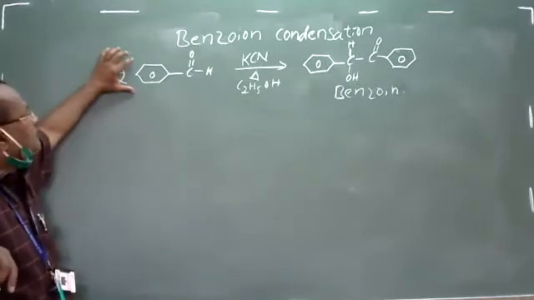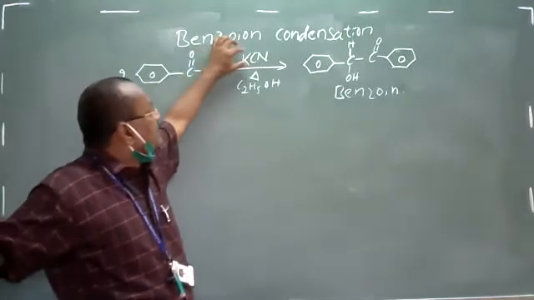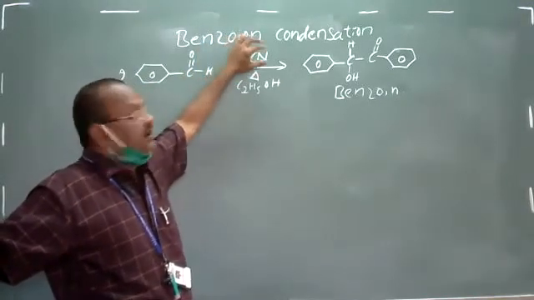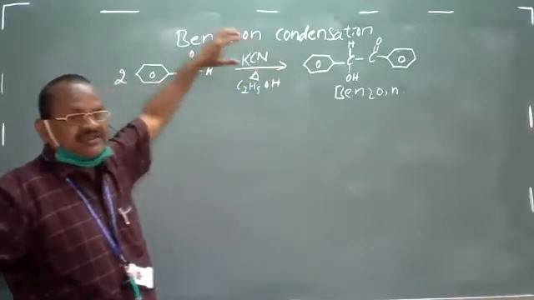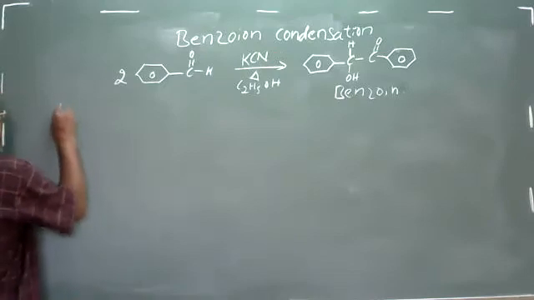Clear? I'll just repeat it. 2 moles of benzaldehyde react with alcoholic potassium cyanide. When you heat it, it forms benzoin. This reaction is known as benzoin condensation. Coming to the mechanism part of this.